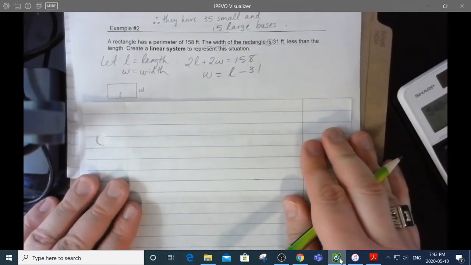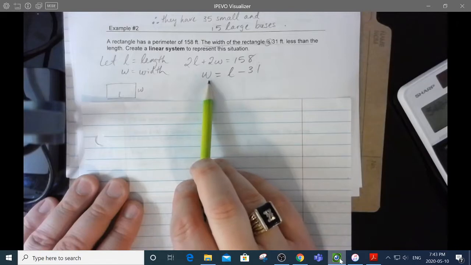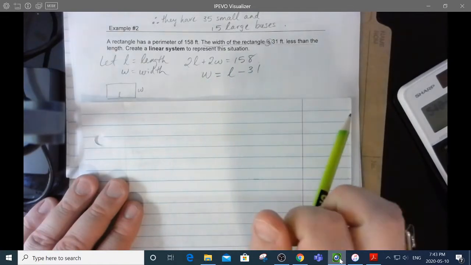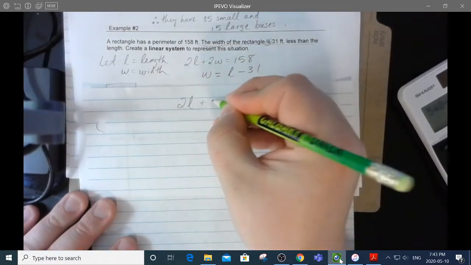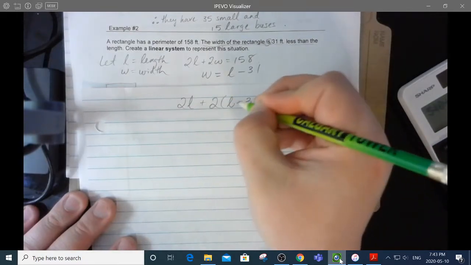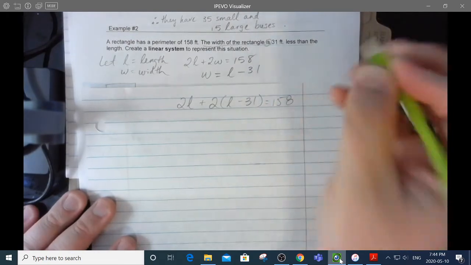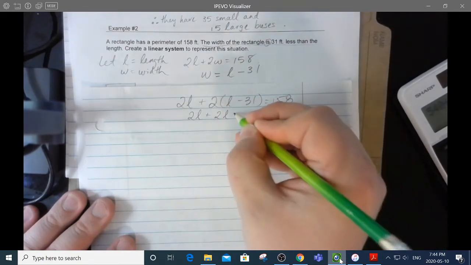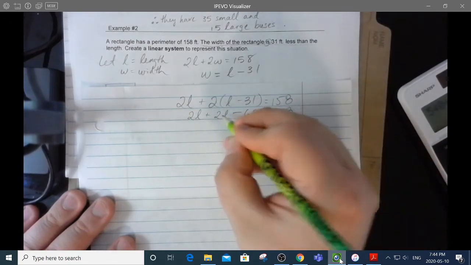Length is L, W is width, and perimeter is 2 lengths plus 2 widths, and that's 158. And I know that the width is 31 less than the length. So the width and the length would equal each other if you took 31 away from the length. Once again, I think we're totally set up for substitution. So 2 L's plus, instead of 2 W's, 2 times (L minus 31), is equal to 158. So that's 2L plus 2L, and 2 times negative 31 is negative 62. It's equal to 158. I'd add 62 to both sides and collect those as like terms.